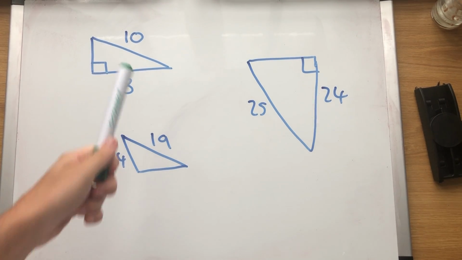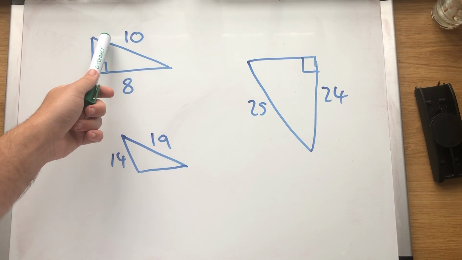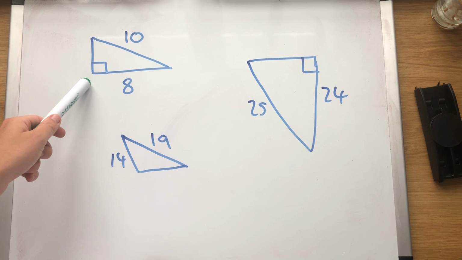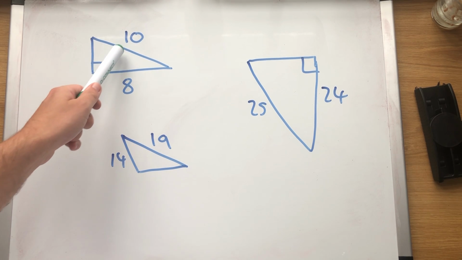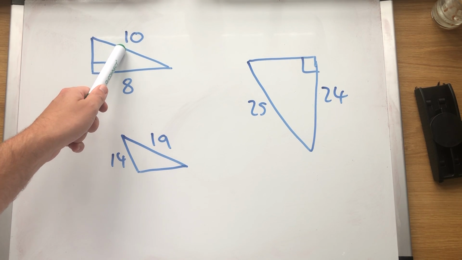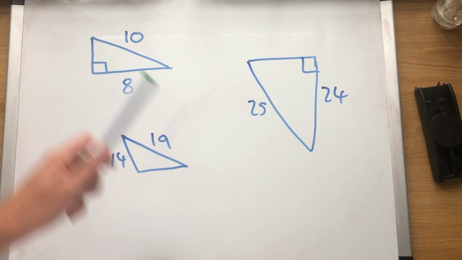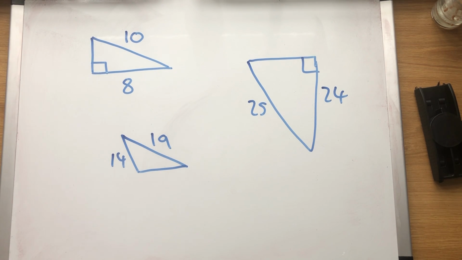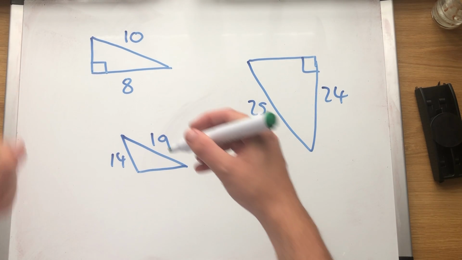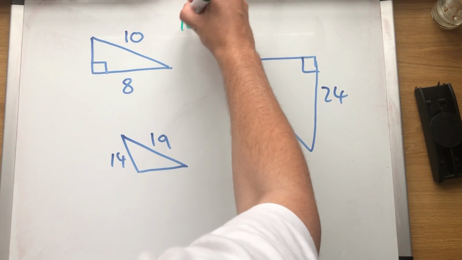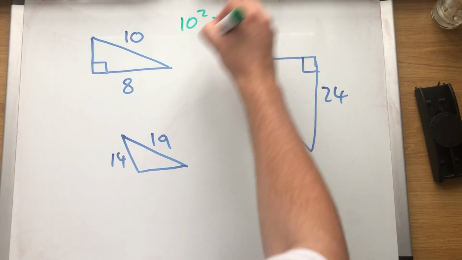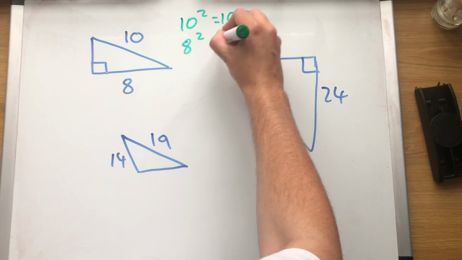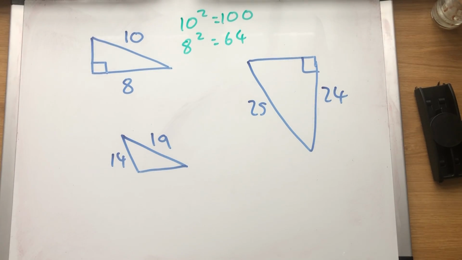Okay, so this one here, we need to check, is it a right angled triangle? Yes. Are we given the hypotenuse? Yeah, which means we can find our missing side. So our first step was square everything. So 10 squared is 100. 8 squared, 64.